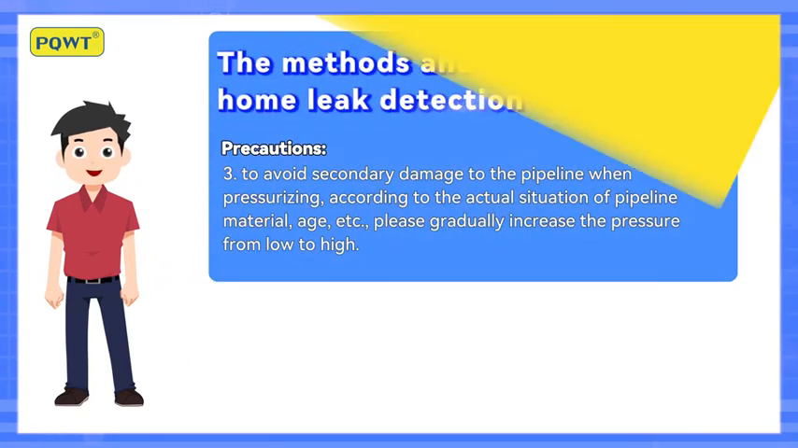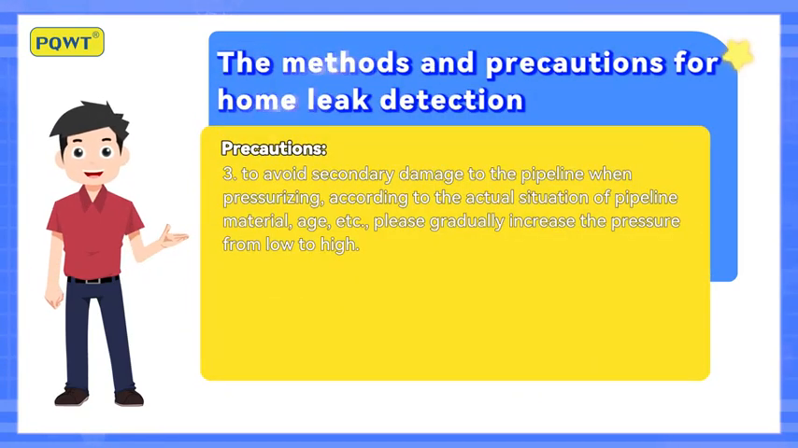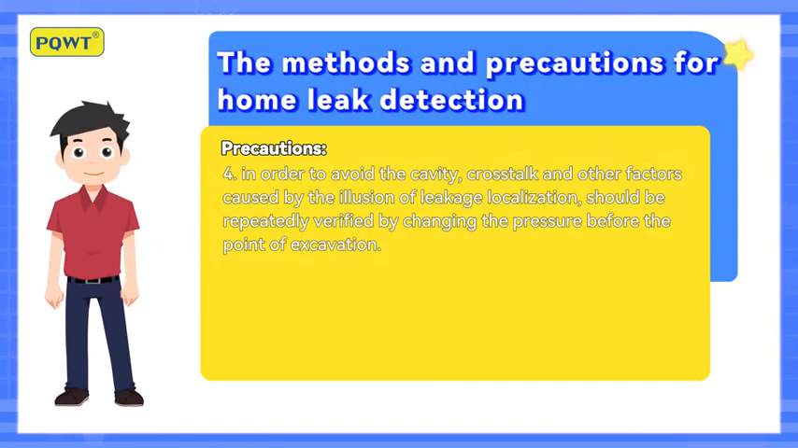3. To avoid secondary damage to the pipeline when pressurizing, according to the actual situation of pipeline material, age, etc., please gradually increase the pressure from low to high. 4. In order to avoid the illusion of leakage localization caused by cavities, crosstalk, and other factors, it should be repeatedly verified by changing the pressure before the point of excavation.